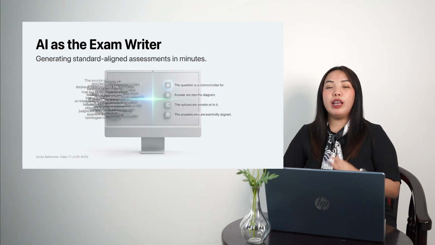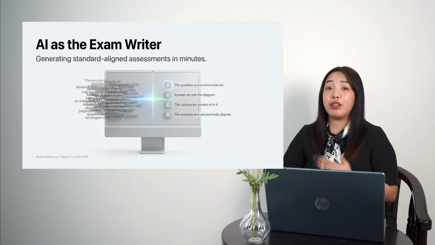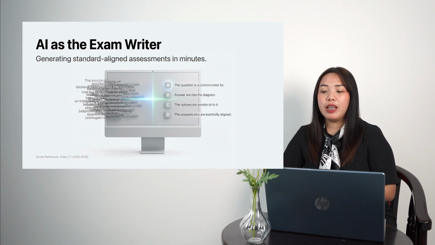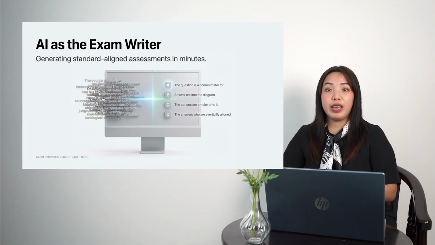Today, we are going to hand this incredibly tedious task over to the AI. We are going to use AI to generate robust, standard-aligned assessments in minutes. Let's build a reading comprehension test for Matayom 3. I have a reading passage about the history of the internet that I already generated using AI. I am going to paste that passage into ChatGPT and use this precise prompt.